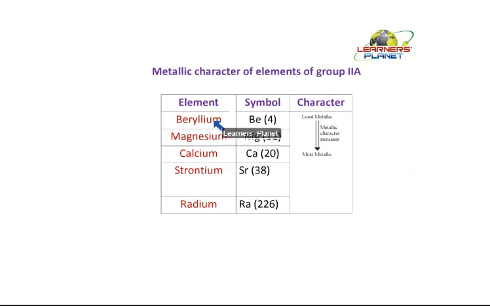So beryllium 4. Now I'm talking about beryllium. It is least metallic. Then the metallic character increases and it becomes what? Most metallic.